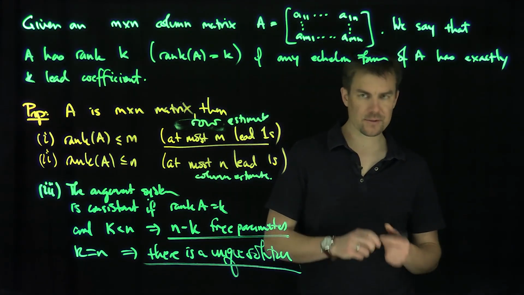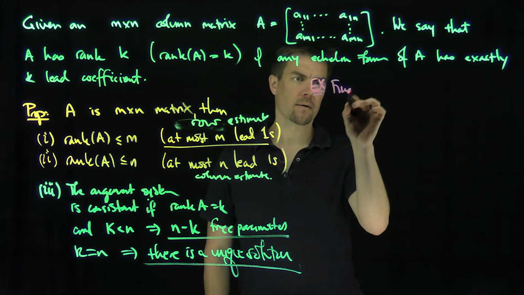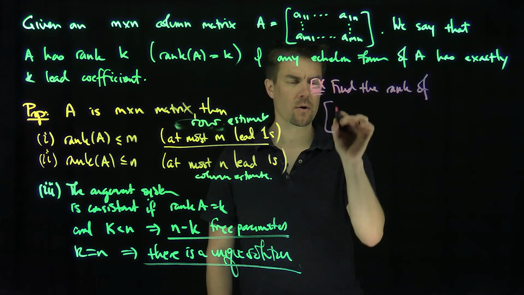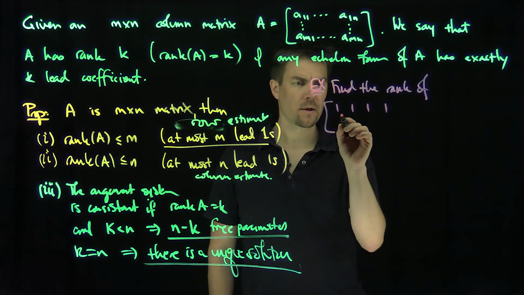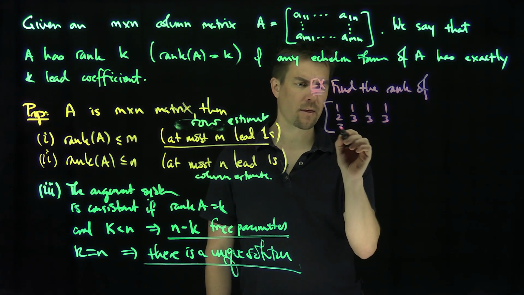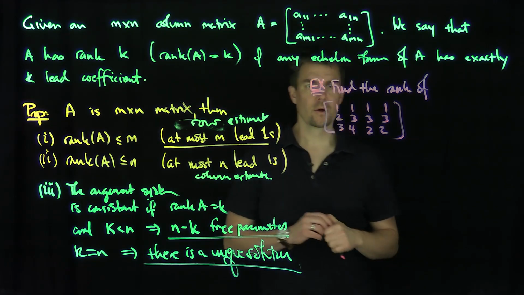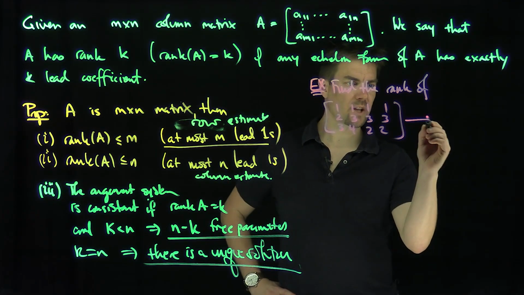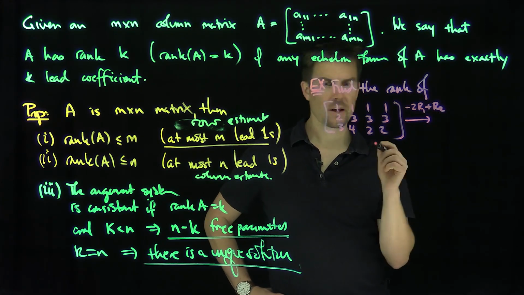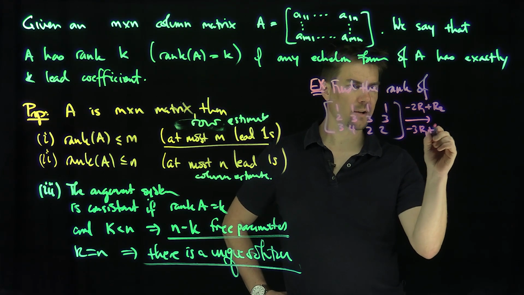So let's see an example. Find the rank of the matrix with rows 1, 1, 1, 1, then 2, 3, 3, 3, and then 3, 4, 2, 2. I need to put this into an echelon form. The first thing I'm going to do is two steps simultaneously. I'm going to do negative 2 row 1 plus row 2, which will get rid of that 2 over there. Then I'm going to do negative 3 row 1 plus row 3.